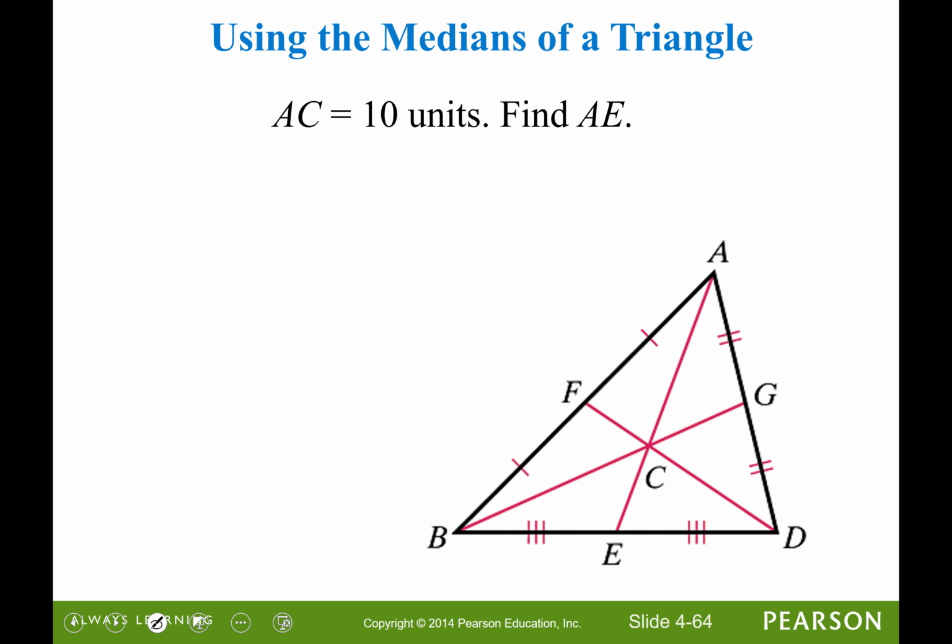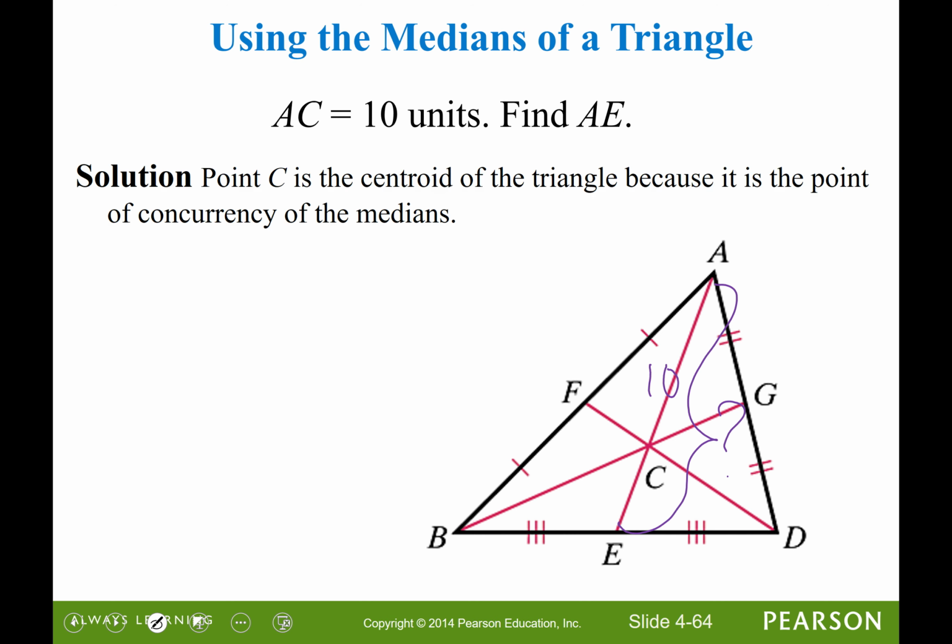Okay, using the medians of a triangle. So we are told that AC equals 10 units. And I always suggest you put given measurements like that on the figure. And we're being asked to find AE. So we want to know this whole thing here. I already know it. Without even doing the fraction work, what do you think it might be? Well, let's see if you got it right.